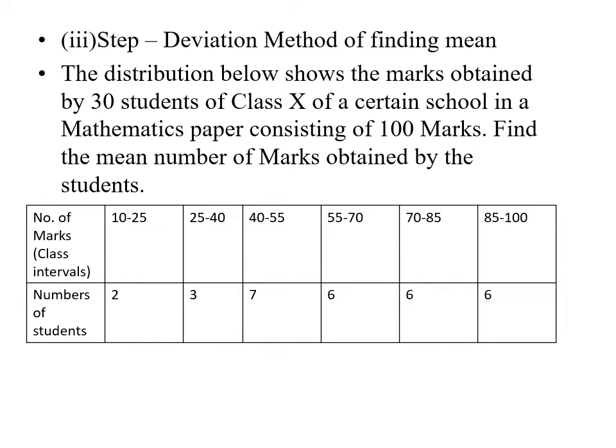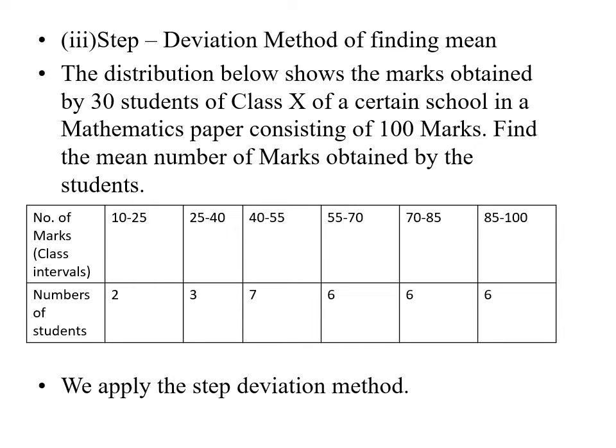Now the marks, that is the class intervals, are given here: 10 to 25, the frequency is 2. 25 to 40, the frequency is 3. 40 to 55, frequency is 7. And 55 to 70, frequency is 6. 75 to 80, frequency is 6. And 85 to 100, again the frequency is 6.